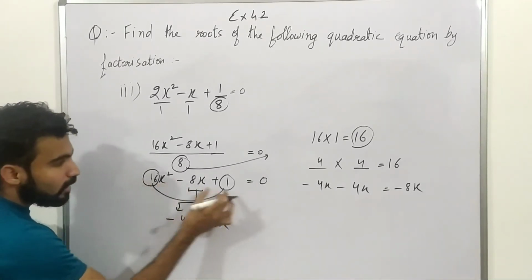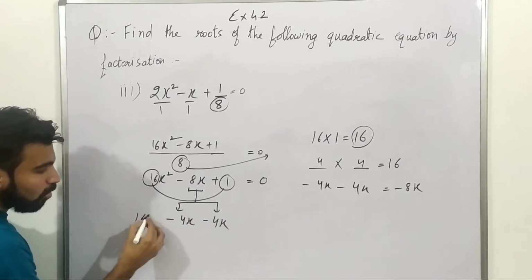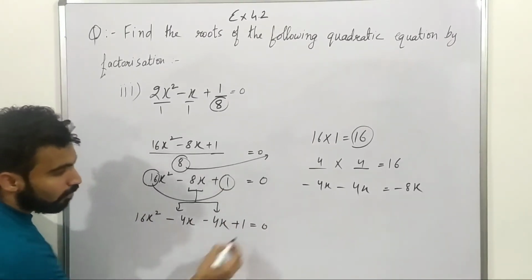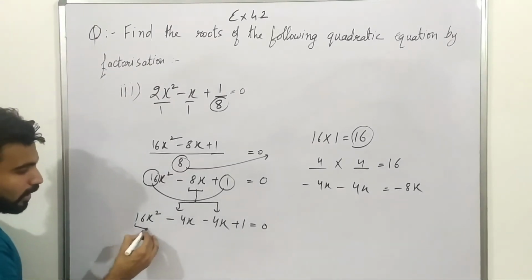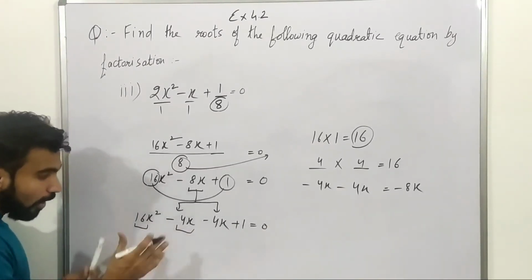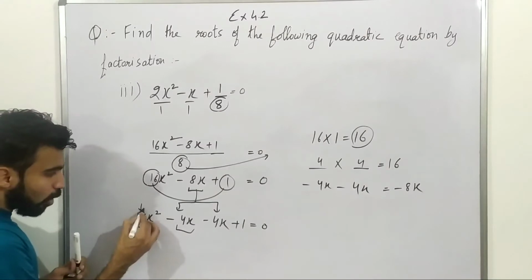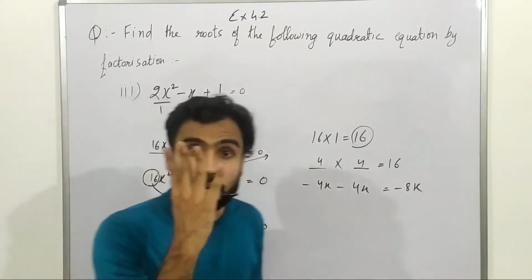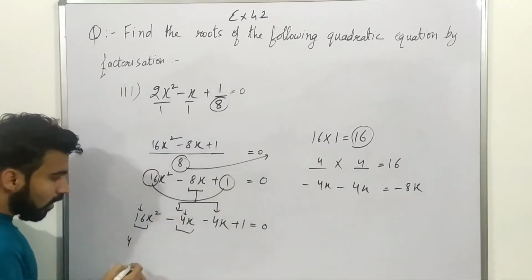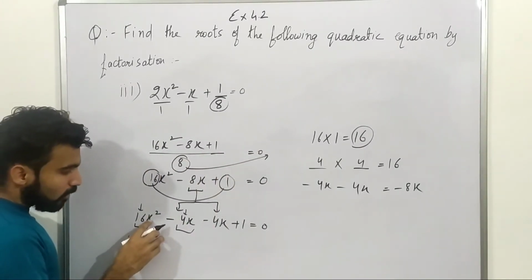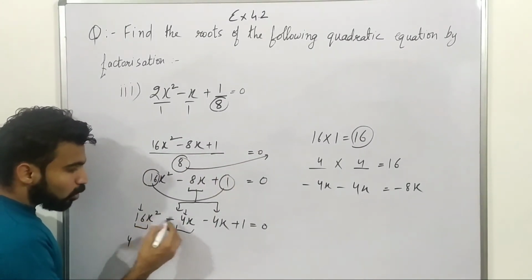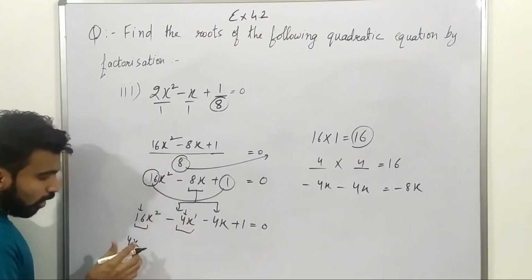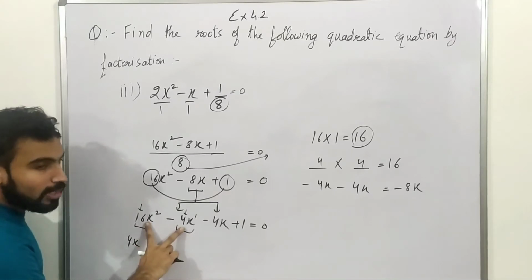Now let me write these values as it is. So that will be 16x squared minus 4x minus 4x and plus 1 equal to 0. Right? So let me just take a look over these two terms. So what is common here? If I just take a look at the numeric values here, 16 and 4 are multiples of 4. So 4 is common. So let me just take a look at the powers of x. So here the power of x is 2, here the power of x is 1. So 1x is simply common. So completely 4x is common in these two terms.